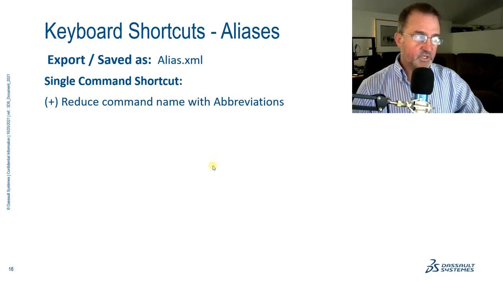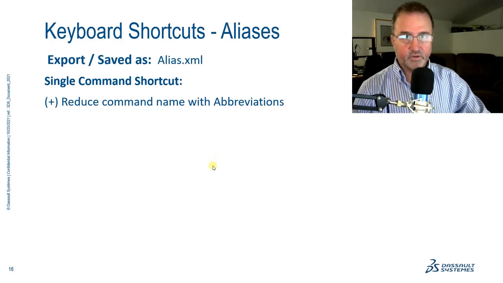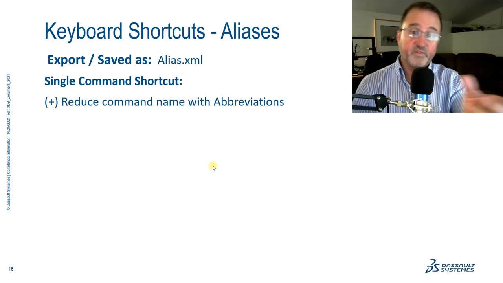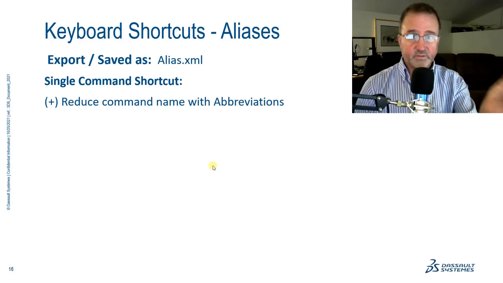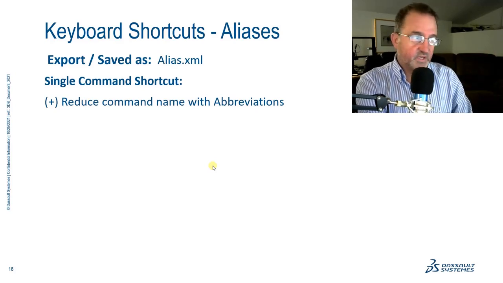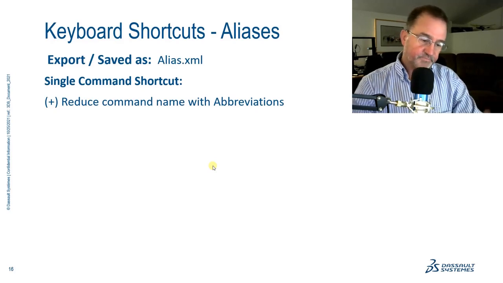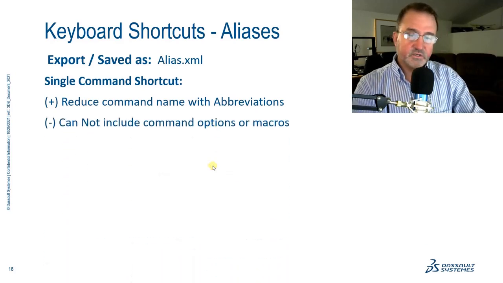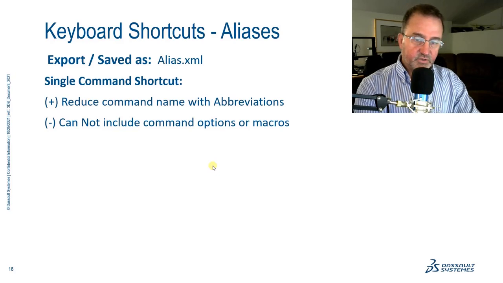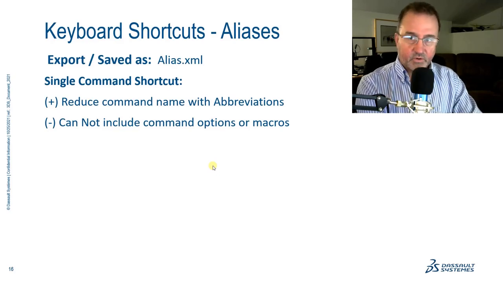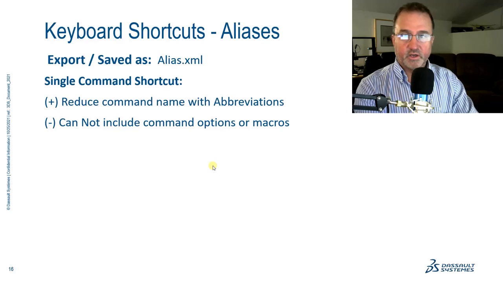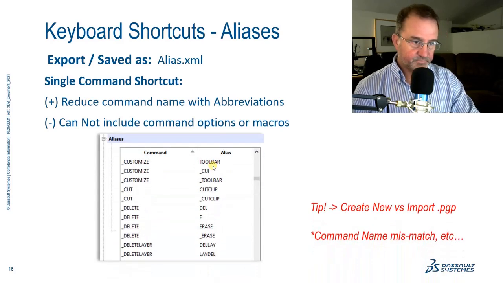But there's some limitations. The great thing about an alias is that you abbreviate the name of the command, or you reduce the commands that you would normally have to type in if they're not in your menu somewhere. However, the thing to keep in mind with aliases is that you cannot include any options, or you can't do any macros with an alias. An alias is nothing more than the keyboard shortcut for that particular command. So there are quite a few limitations.